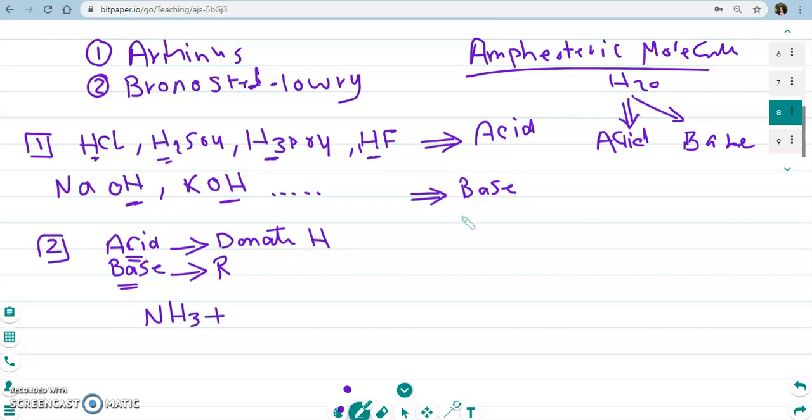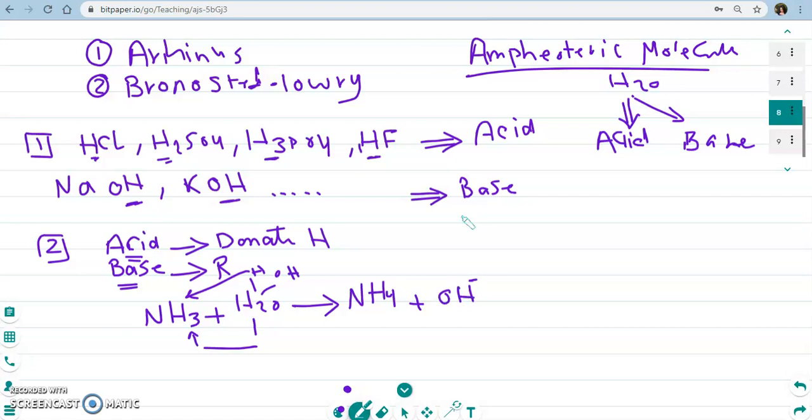When we dissociate it, or put it in water, what will happen is water will give away a hydrogen to the NH3, and the NH3 will become NH4 plus. So this is H and OH, the H went to here, and then we still have a negative OH.